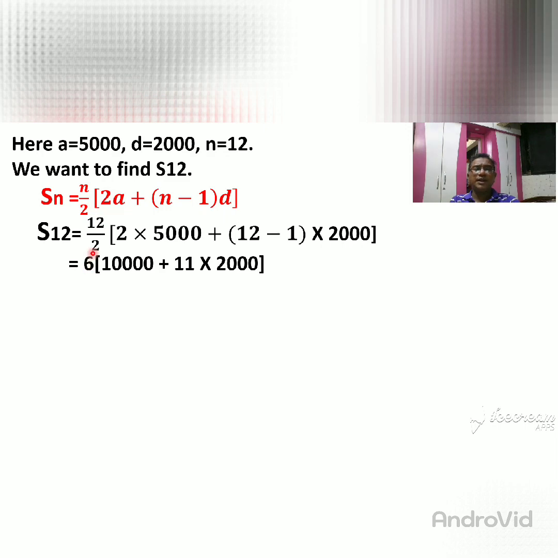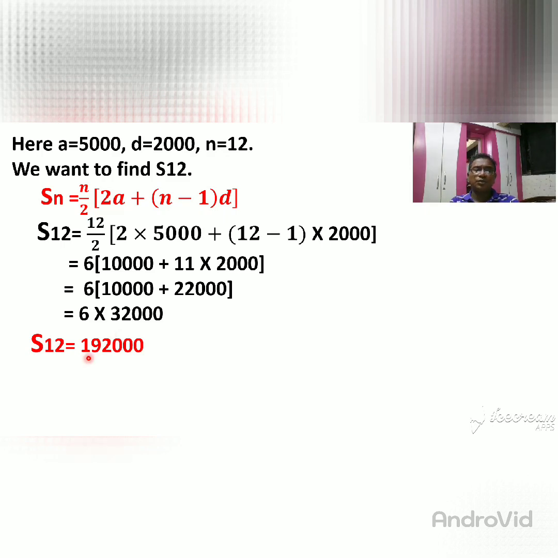See here, 12 divided by 2 is 6. 5000 into 2 is 10,000. 12 minus 1 is 11, so 11 into 2000 you are getting 22,000. So 6, 10,000 remains as it is. 22,000 plus 10,000, you get 32,000. So 6 into 32,000: 6 times 2 is 12, 1 carry. 6 times 3 is 18, plus 1 is 19. So it is 1 lakh 92,000 rupees. That much amount can be saved by Sachin. The total amount saved is 1,92,000 rupees in 12 years.